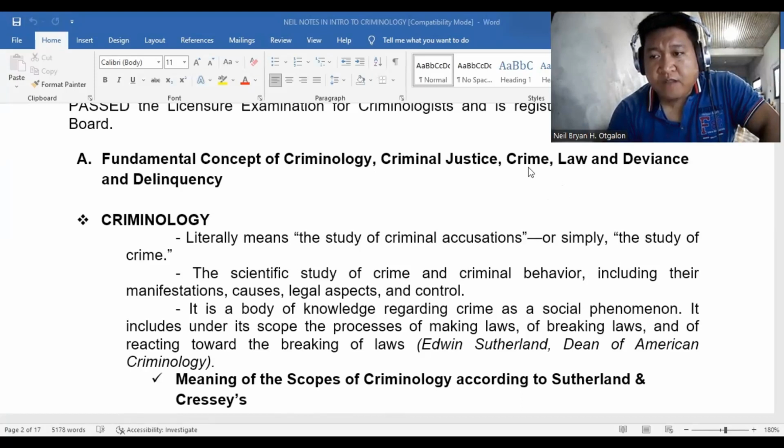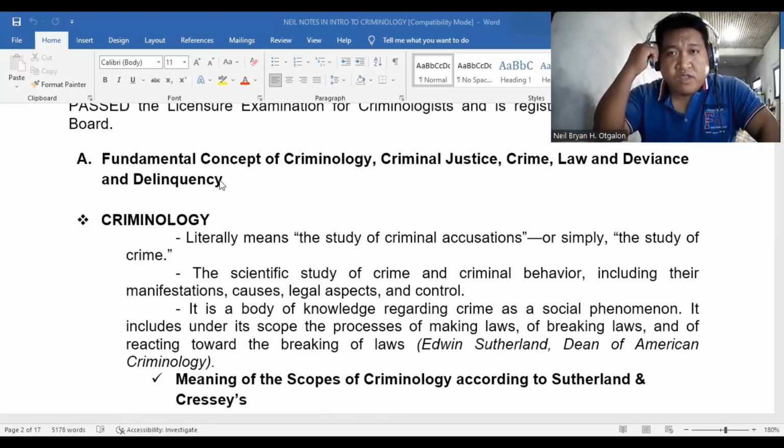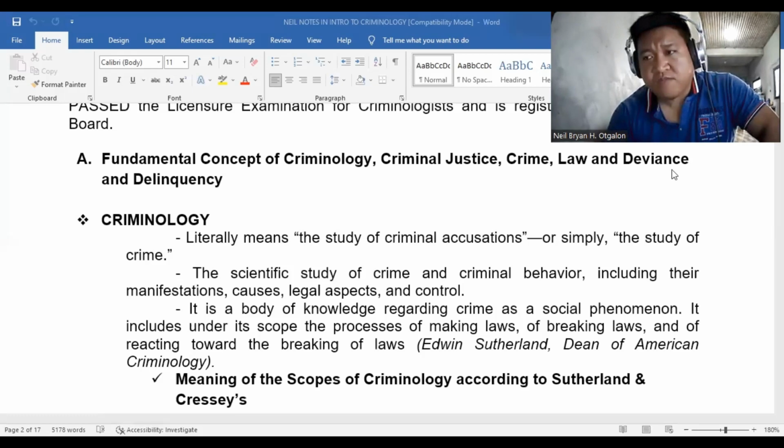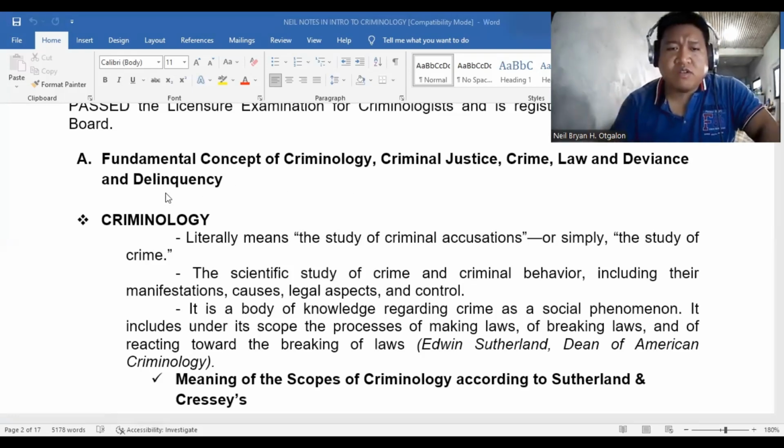So again, crime is the act, and it is the law, specifically the criminal law, that defines a crime. And defiance and delinquency, these are other descriptions of a bad act, or an act that is not good to the people. We call it defiance. And when we talk of delinquency, these are defiances, or bad acts, committed mostly by children.